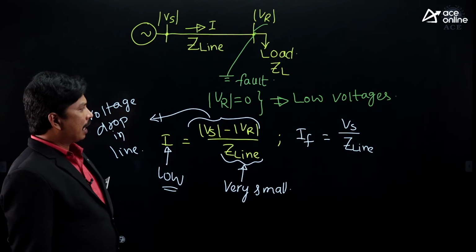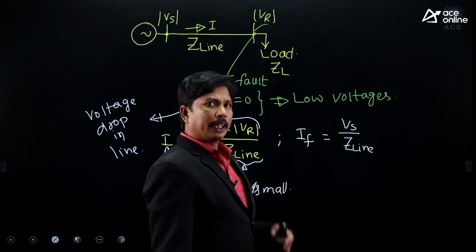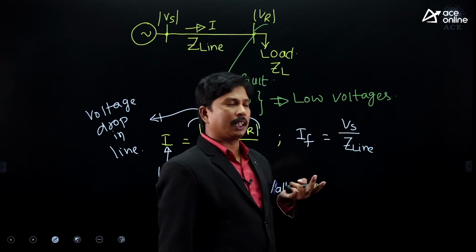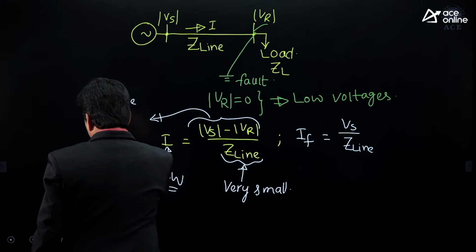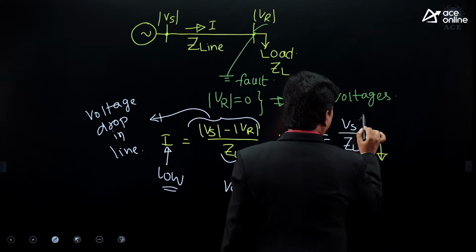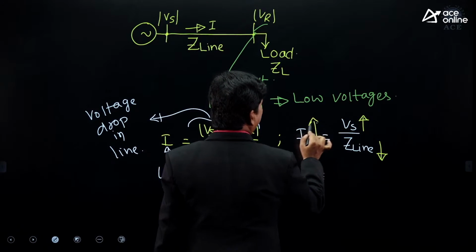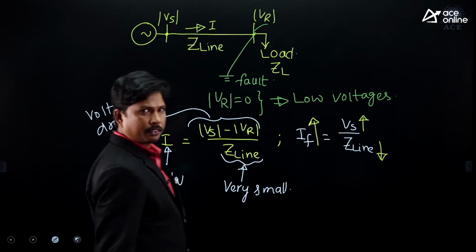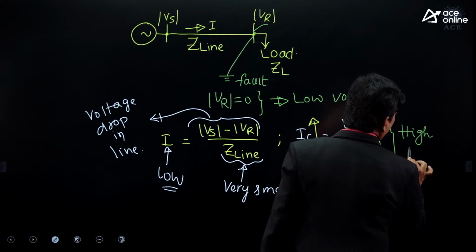But coming to the fault current condition, the numerator is 220. It is very high. There is no controlling part from the receiving end side, that is 0, and the denominator is very small. So the numerator is very high, the denominator is very low, and the fault current will be very high. So the second consequence of the short circuit fault is high currents.